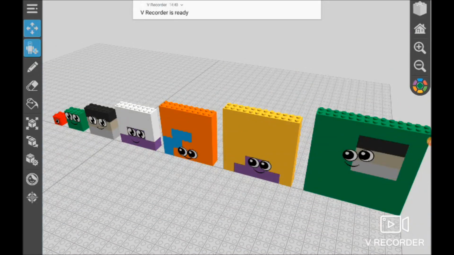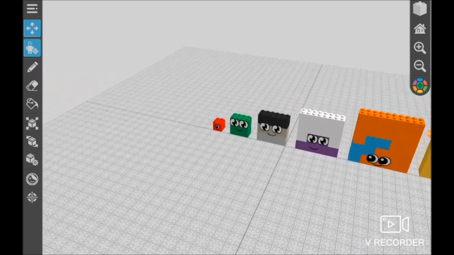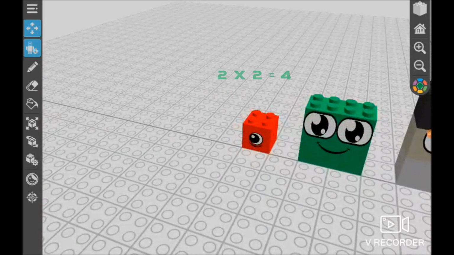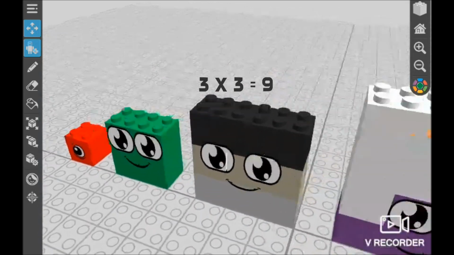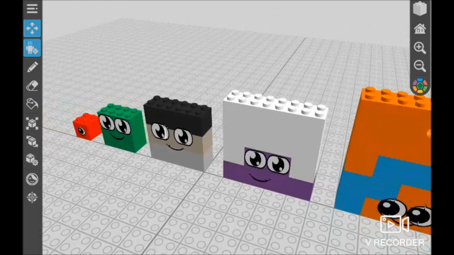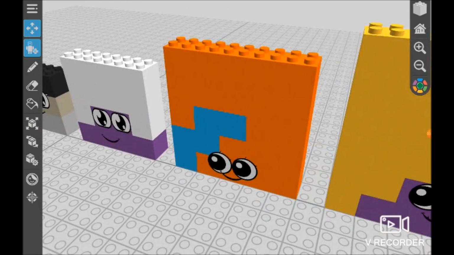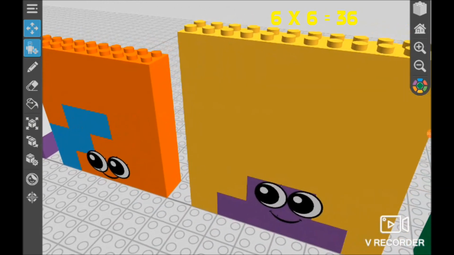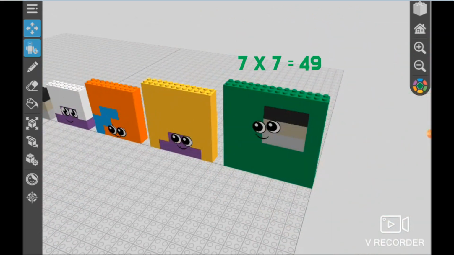Hey guys, this is Vasco and I'm going to multiply the squares from 1 to 49. 1 is 1 by 1, 4 is 2 by 2, 9 is 3 by 3, 16 is 4 by 4, 25 is 5 by 5, 36 is 6 by 6, 49 is 7 by 7.